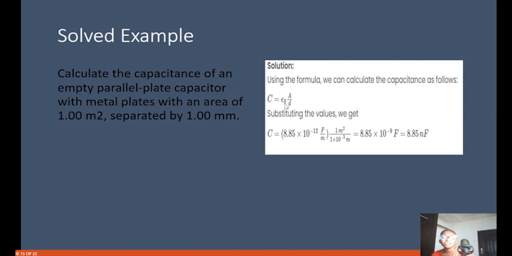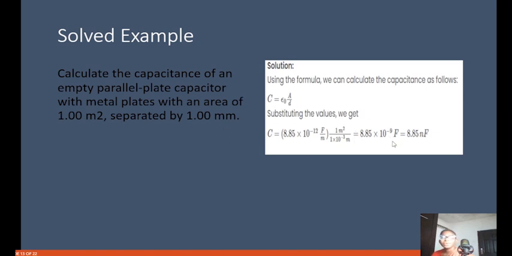Yes. Epsilon naught is a constant and the value is 8.85 times 10 raised to the power minus 12. So putting in all the parameters, we have our area to be 1 meter square, and our distance to be 1 times 10 raised to the power minus 3 meter. Putting this in and multiplying it, we have this.